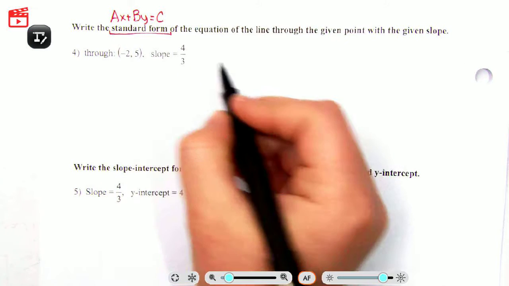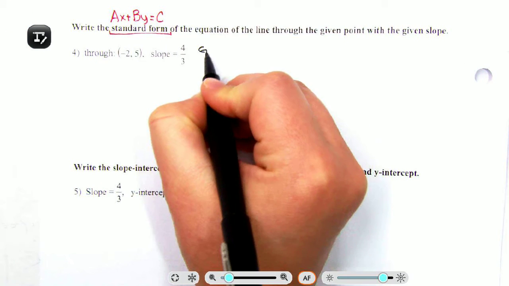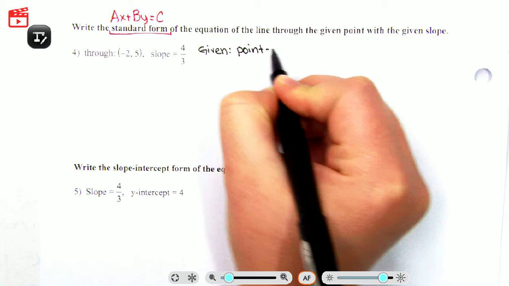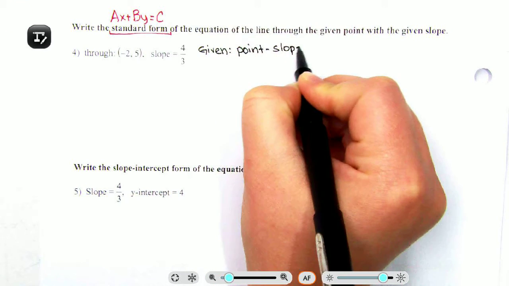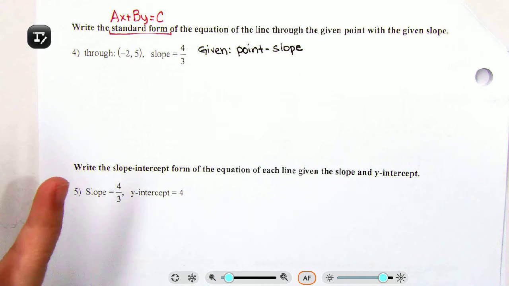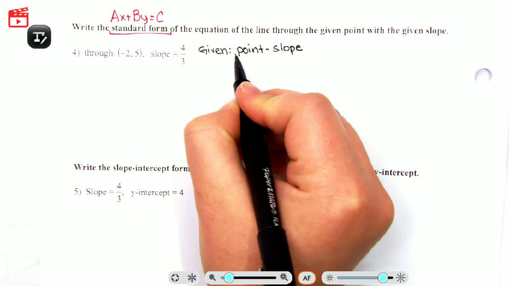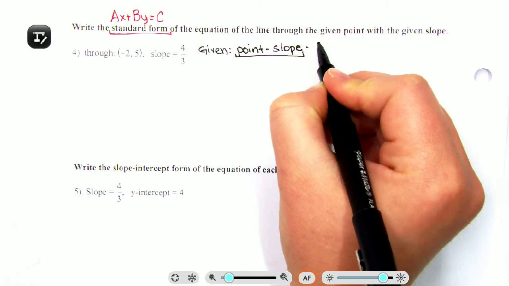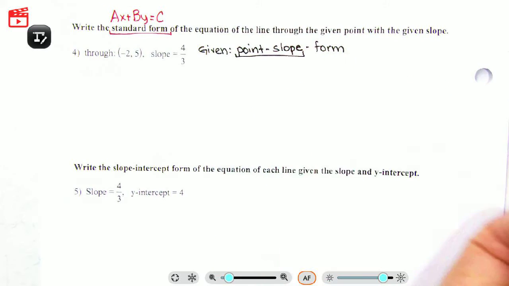So this right here, given, is a point and a slope. Now there's different ways to do this. I'm going to show you one of the ways, and then we can go with the other way. Because they give us a point and a slope, there's an equation for that. It's called the point slope form. We're not too clever with names, but that's what we got.